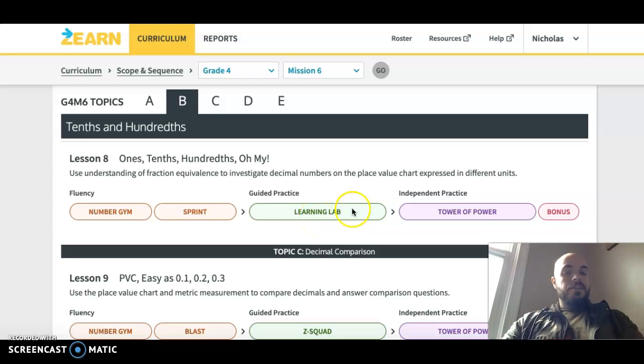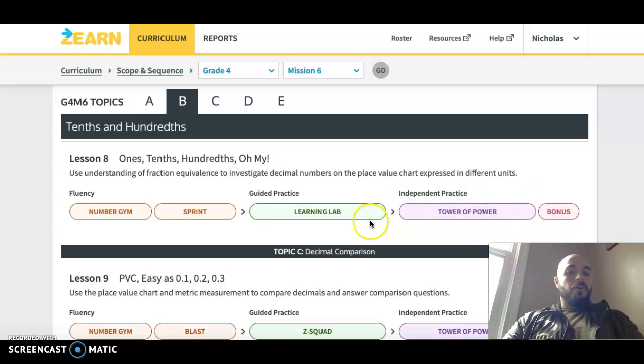And then we have our learning lab. This is our guided practice. This is where we go over the new content for the day. And you'll have a number of videos to go over that will go over kind of how we use one-tenths and hundredths and convert them from decimals to fractions and understanding the place value and unit components of those things.